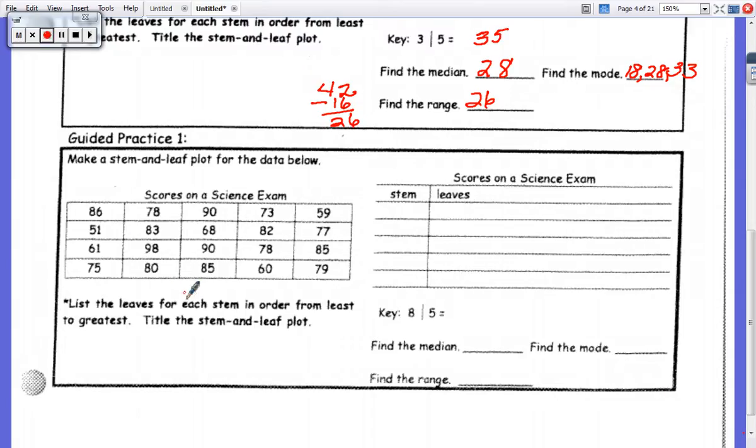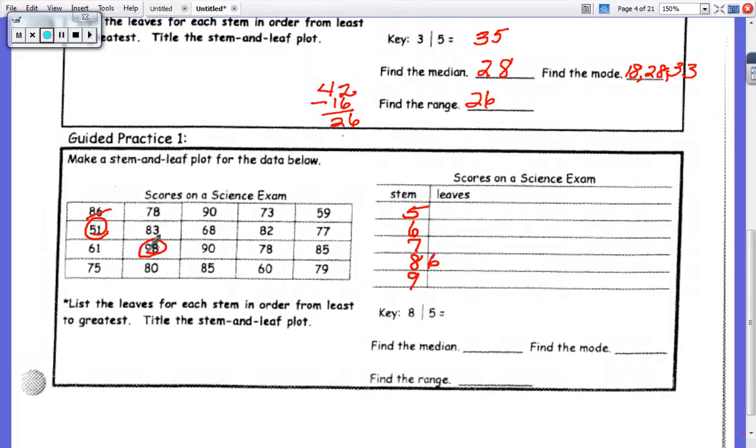Let's find the lowest number, which would be 51, and the highest number would be 98. So we know we have to have a 5 for the 51, a 6, a 7, an 8, and a 9. Okay, then you go through and you put all the numbers on. And as you do that, let's do it the other way.